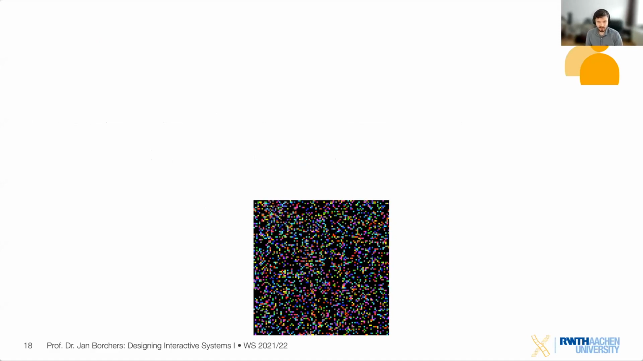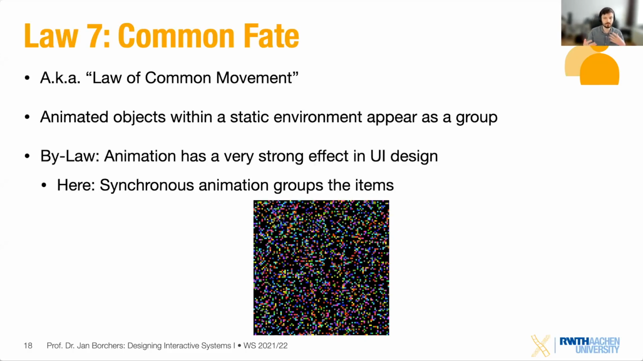I hope you see the animation here and it's not too small on your screen. Nevertheless, what you see here is that we have one static noisy image, and in the bottom you see something moving. And as you see those points which are moving, they look completely different, but they are moving the same. And for this reason, we group them together again. So this is the Gestalt Law of Common Fate. So objects which are moving together, especially in a static environment, appear as a group.